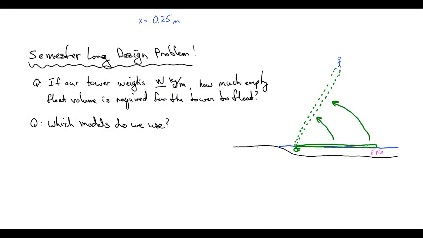But if it's sitting there on Lake Erie, one of the questions we have to ask ourselves is, if our tower weighs W kilograms per meter, and we don't know how tall our tower is going to be yet, because we don't know how tall we can make it, how much empty float volume is required for the tower to float per, I should have added this in, per meter.